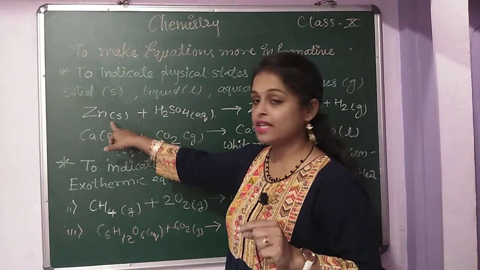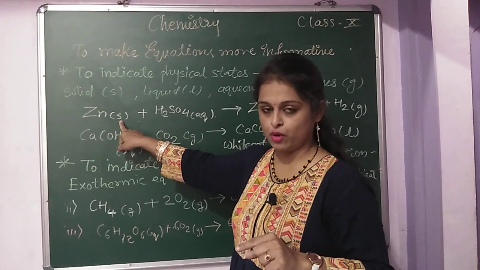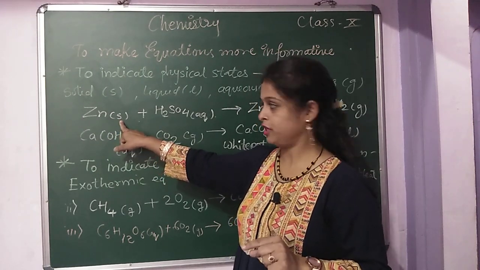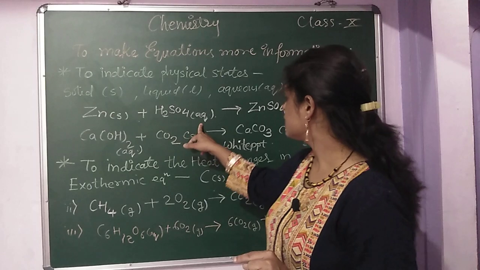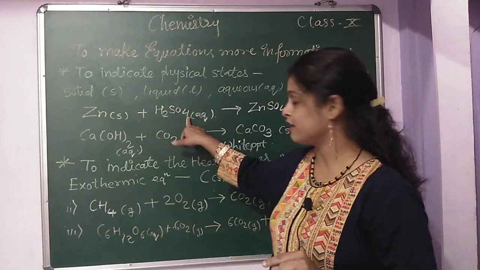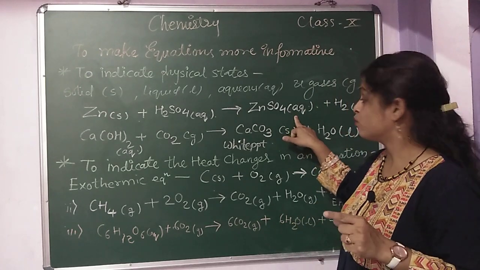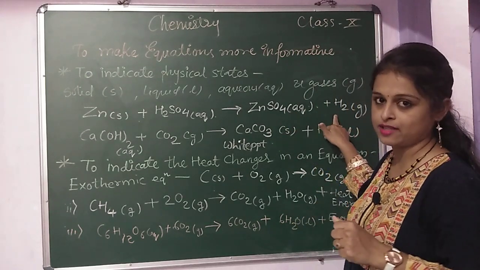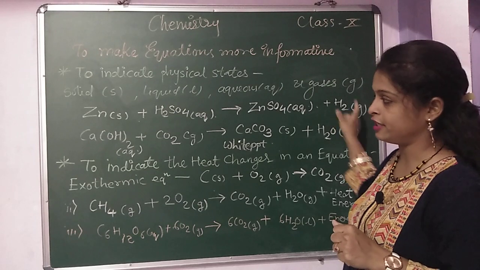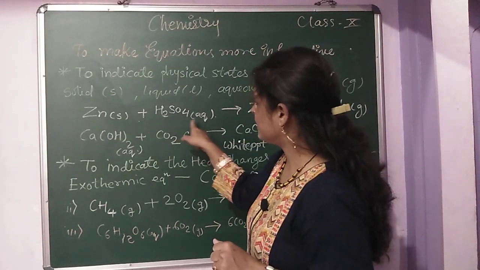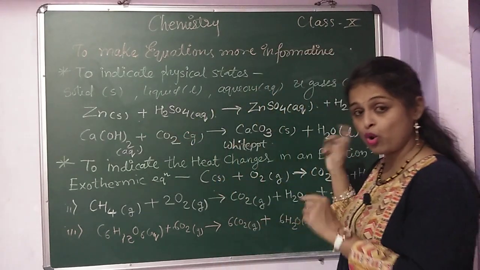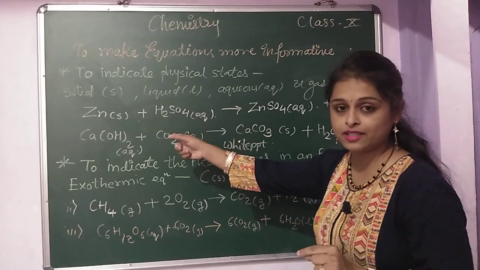In water we added sulfuric acid, so it becomes aqueous. See, zinc is an element, it is in solid form. That zinc we took and reacted with the aqueous acid, and what did we get? Zinc sulfate solution, which is in an aqueous state. And what is liberated? Hydrogen gas. This hydrogen gas is liberated. So see, the symbols indicate how the physical state of the substance changes from the reactant to the product.